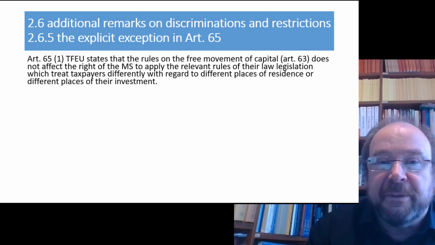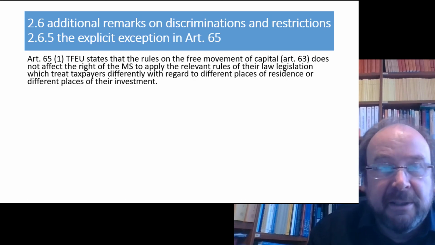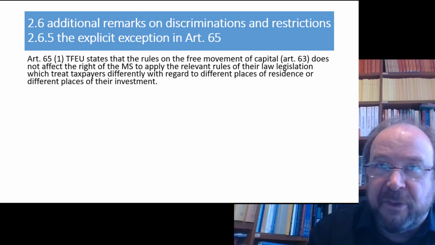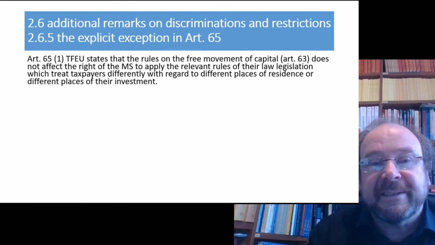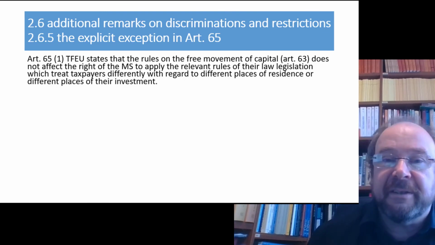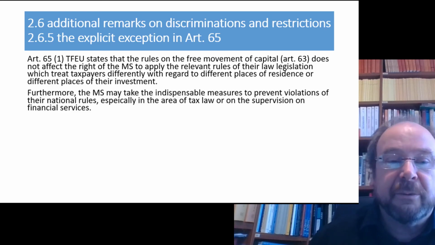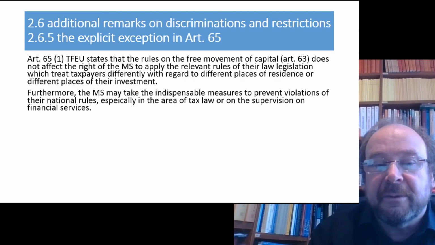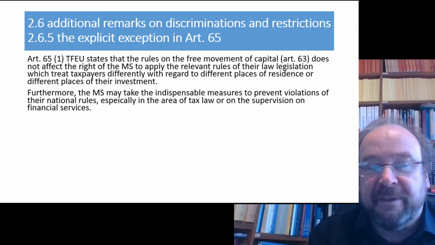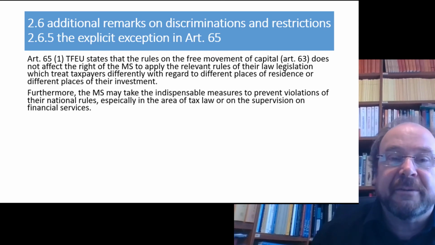This is the mildest rule because, according to jurisdiction, that has to be interpreted in a narrow way, and it is simply nothing else than what always would have been tolerated under the implicit justification rules. So that is rather a mere clarification of what would also be relevant without that rule. Furthermore, the member states are allowed to take the indispensable measures to prevent the violations of their laws. Well, also that is implicitly tolerated, so also that is a mere clarification.